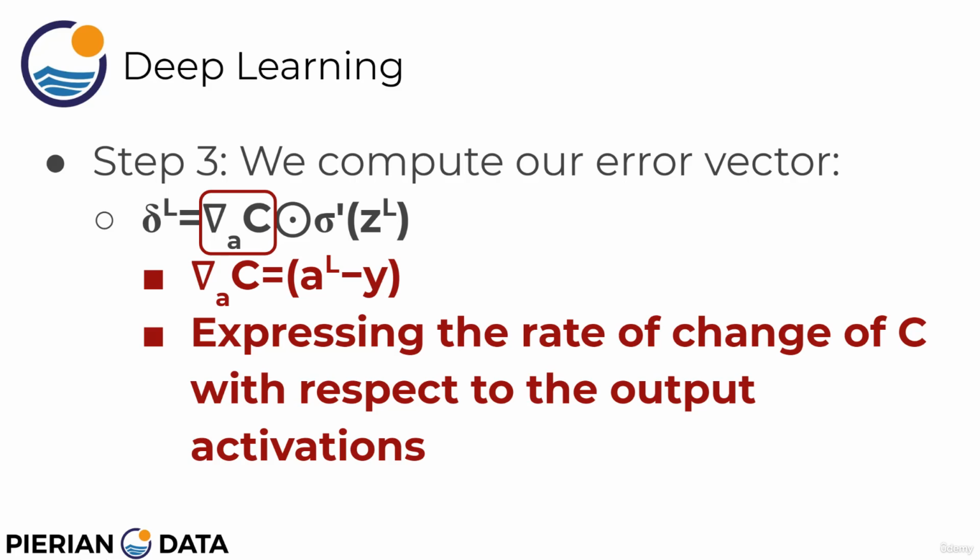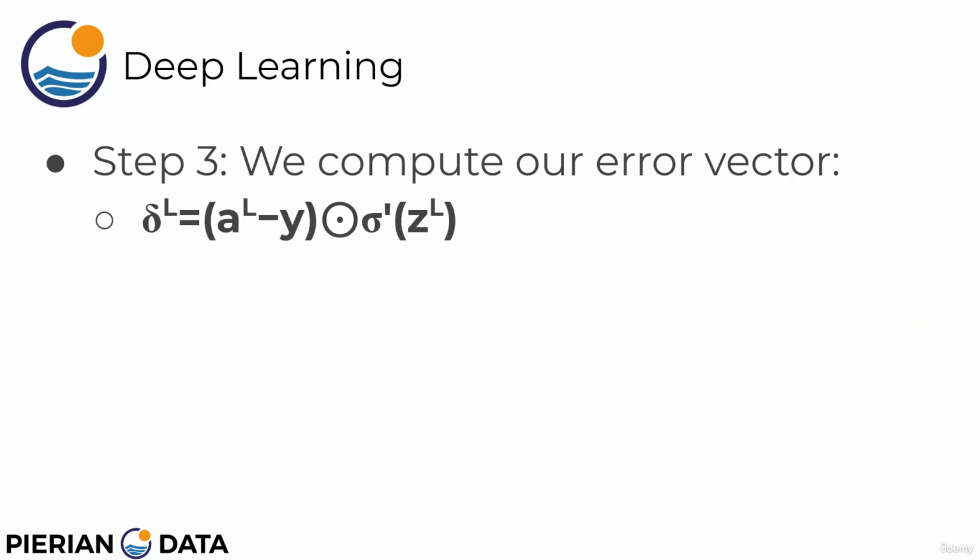And essentially what we want to do is be able to calculate this error vector and back propagate it, calculating the error back through every other single layer. That way we can adjust the weights and biases for that error. So replacing that first term with a of capital L minus y, we get the following formula. And again, we're using that Hadamard product here.